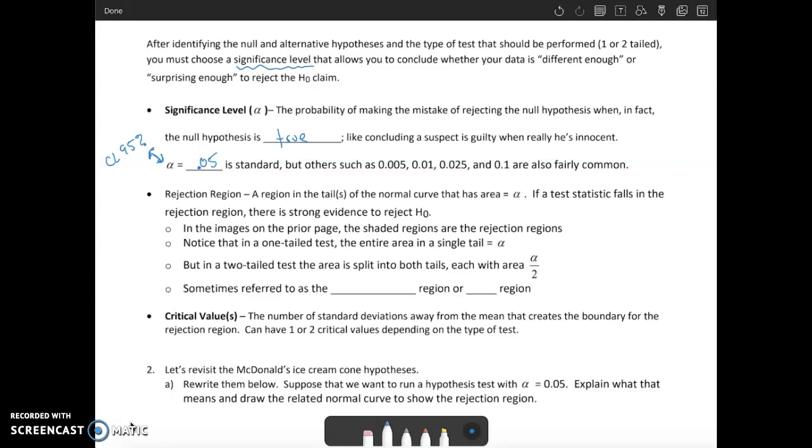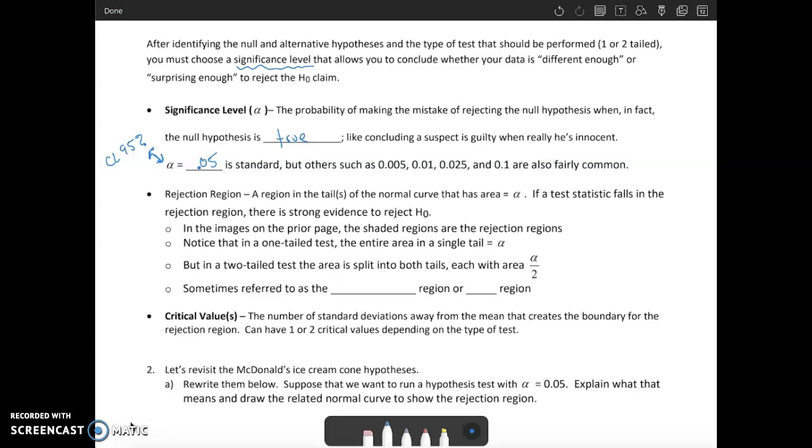We will be told what significance level to use. If you are the researcher, you will be in charge of choosing your own significance level. And that is you saying, this is how much error I'm willing to allow in what I'm saying.